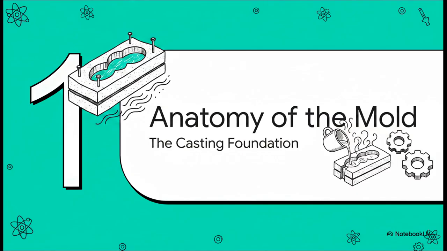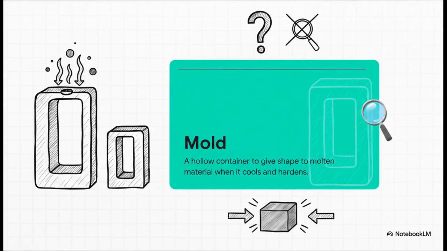Section 1, Anatomy of the Mold, the very foundation of casting. We all generally know what a mold is, right? It's a hollow container that gives shape to a liquid as it hardens. But here is the absolutely crucial engineering detail for metal casting. The cavity itself has to be made slightly oversized. Actually, scratch that. It must be oversized. It can't just be the exact dimensions of your final product. Why? Well, because metal inherently shrinks as it cools and solidifies. So the mold has to perfectly predict and accommodate that future contraction.